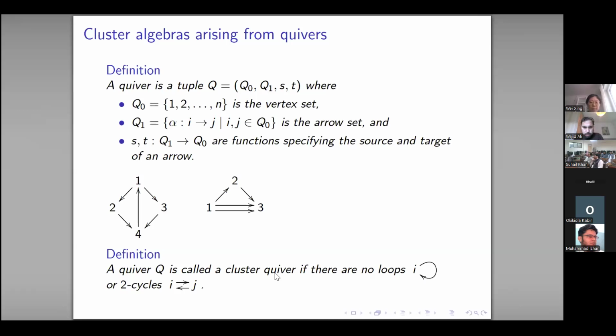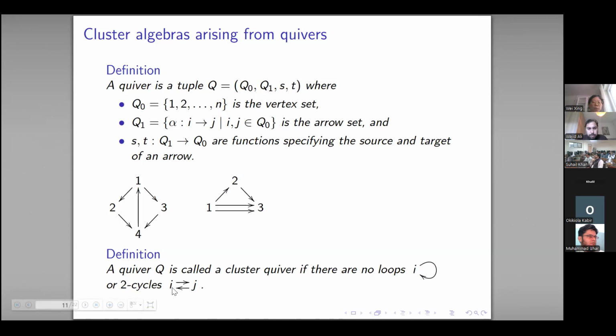Today, we are mainly interested in those quivers which are called cluster quivers, in the sense that we do not allow loops and 2-cycles. So a loop is an arrow that goes out from a vertex i and comes back to itself immediately. So this is not allowed.